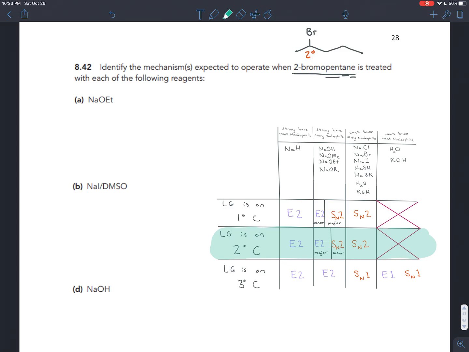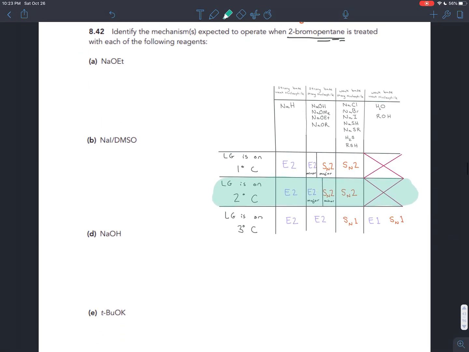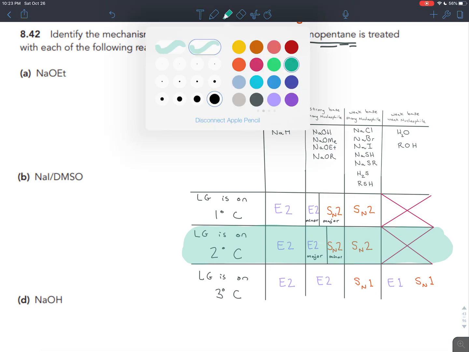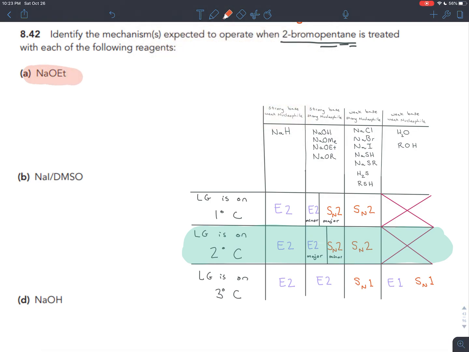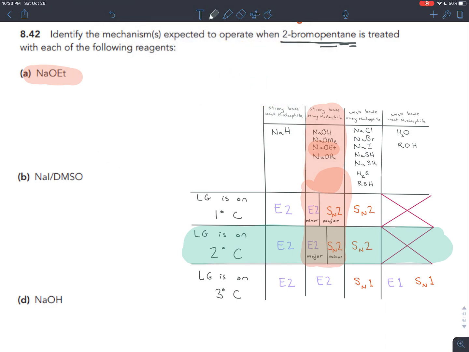Okay, what'll be different is what type of nucleophile or base we have in each of these scenarios. So first, what if we had sodium ethoxide as our reagent? Well, sodium ethoxide is a strong base and a strong nucleophile. You can see it right there. And when that column overlaps with the row we're interested in, you'll see that you get 2 products.